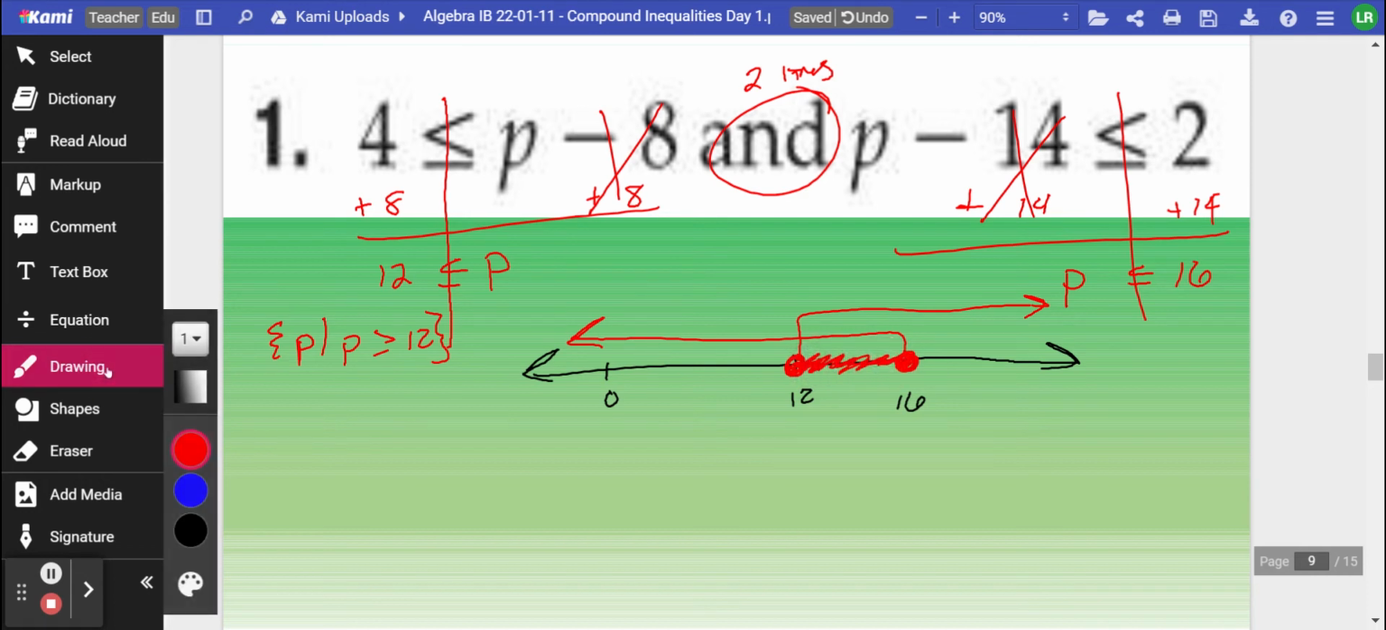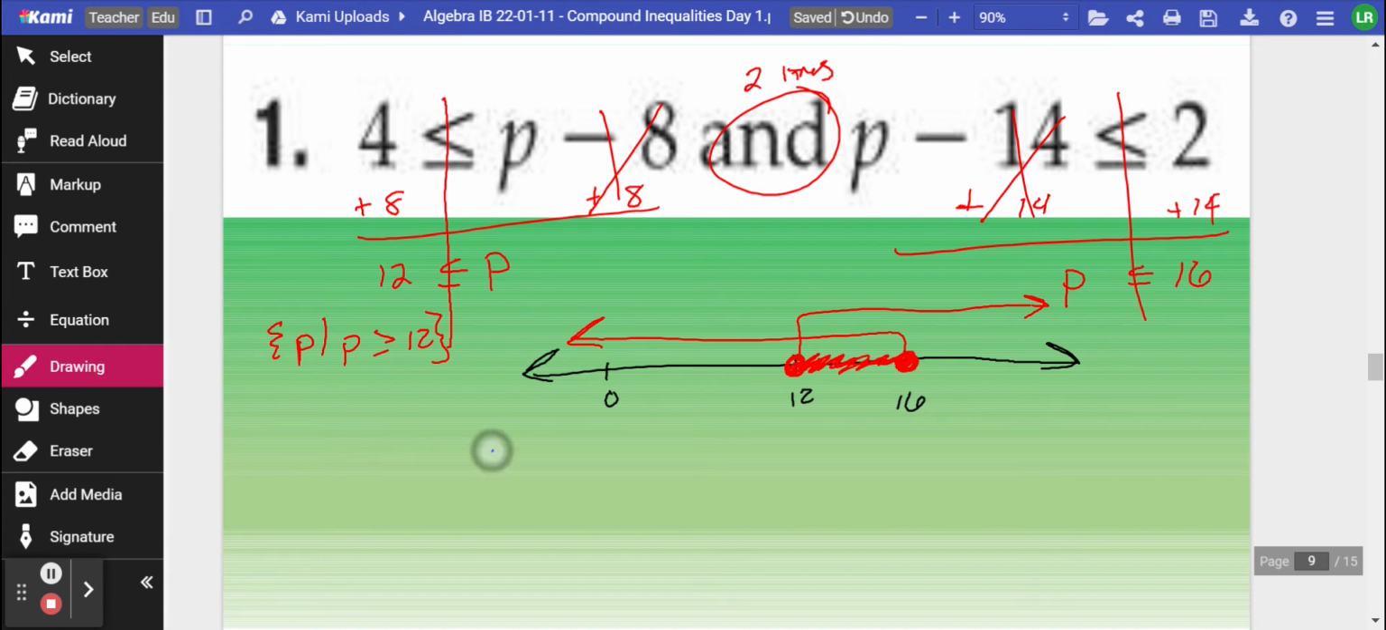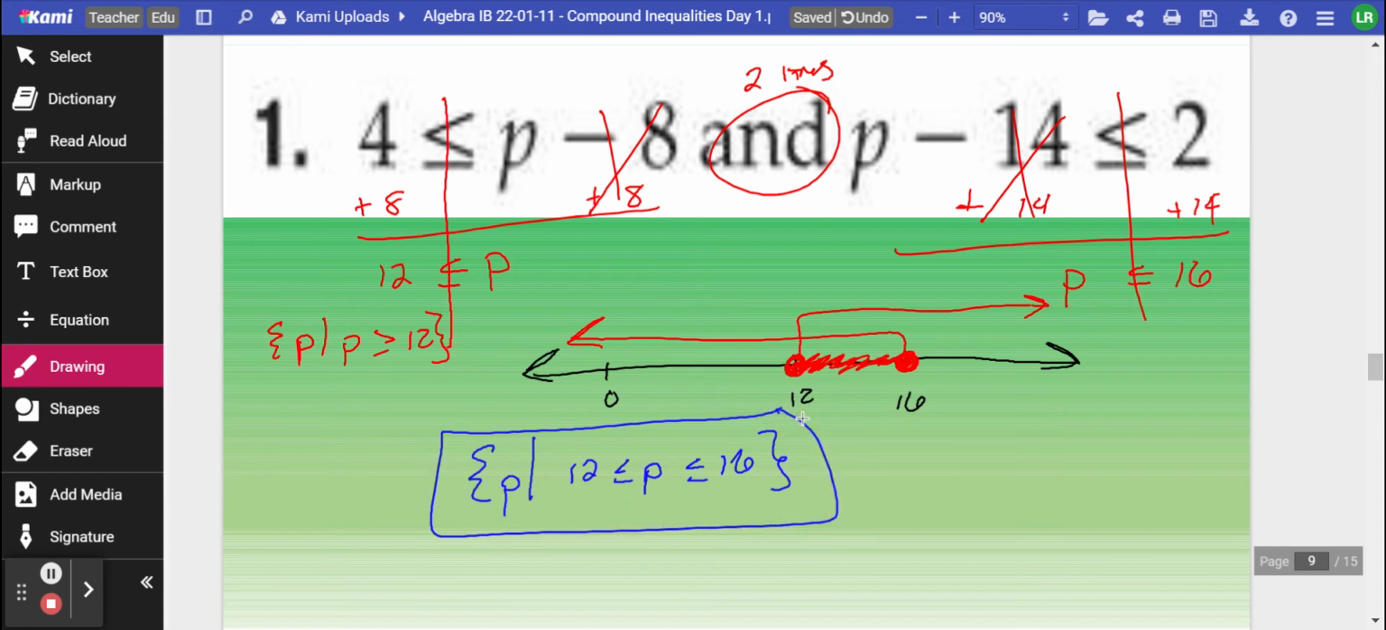Again, most of our and statements are shaded in the middle. Doesn't mean all of them are, because we will get some examples of ones that are not. So set notation, okay, it's in the middle. Remember, we have that special way of writing it. P such that smallest number, shading is in the middle, so then the P is in the middle, and 16, and we use versions of less than. So the 12 is a closed dot, so that's less than or equal to. That is also a closed dot, so it is less than or equal to. And that's how I would write my set notation.